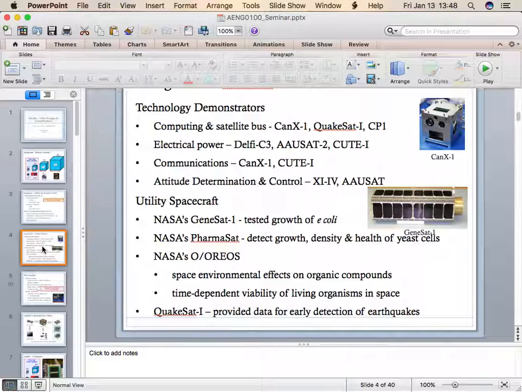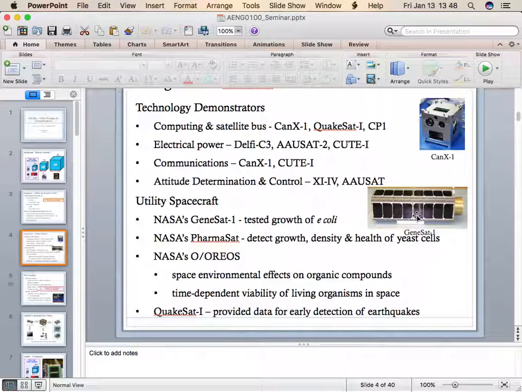And then you have the second type of missions for these CubeSat type satellites, which are utility missions. In the sense, if you want to run a science experiment, let's say, so this was a very nice, you see this one?